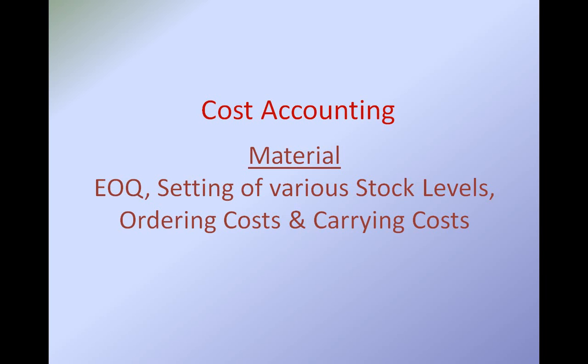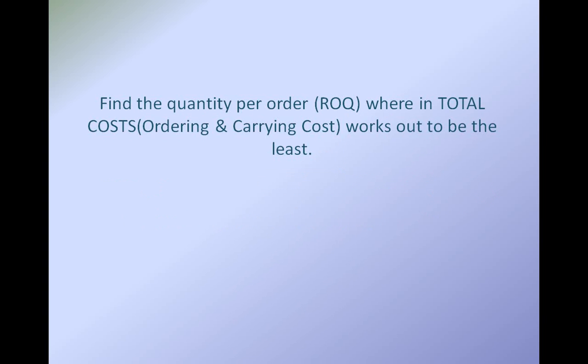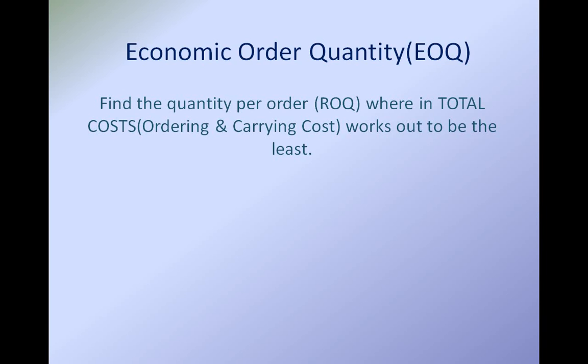So in order to keep them as low as possible, we must find the quantity that is to be ordered in an order, which is known as the reorder quantity, where the total costs, that is both the ordering costs and the carrying cost, are the least. Now this quantity that you must order, which will make the ordering cost and the carrying cost the least, is called the economic order quantity.